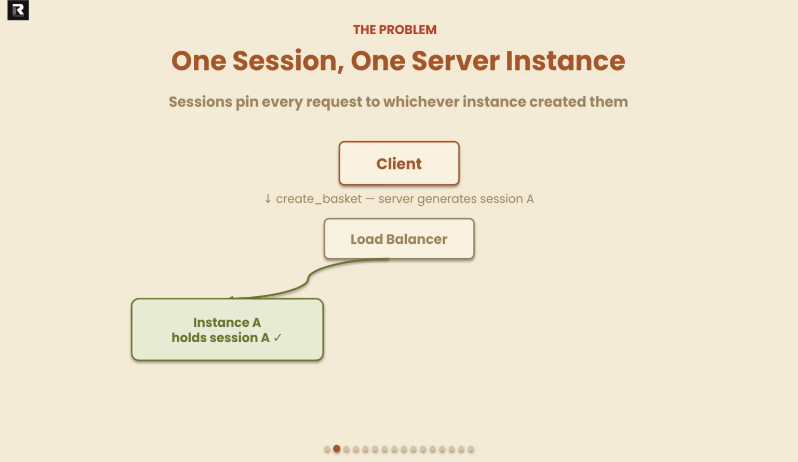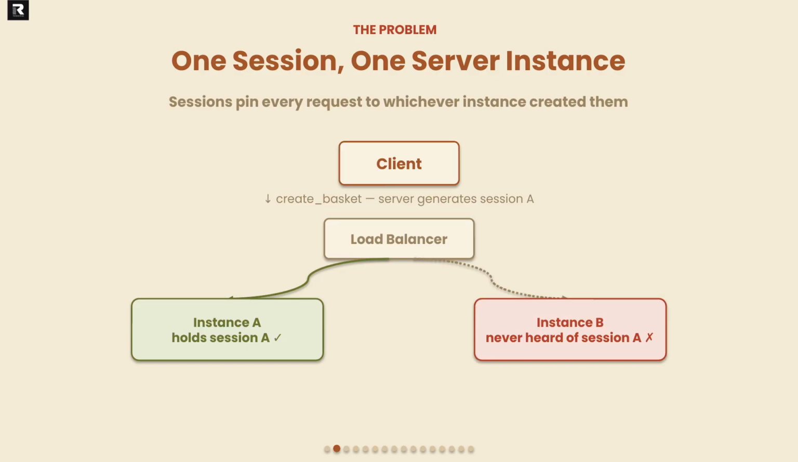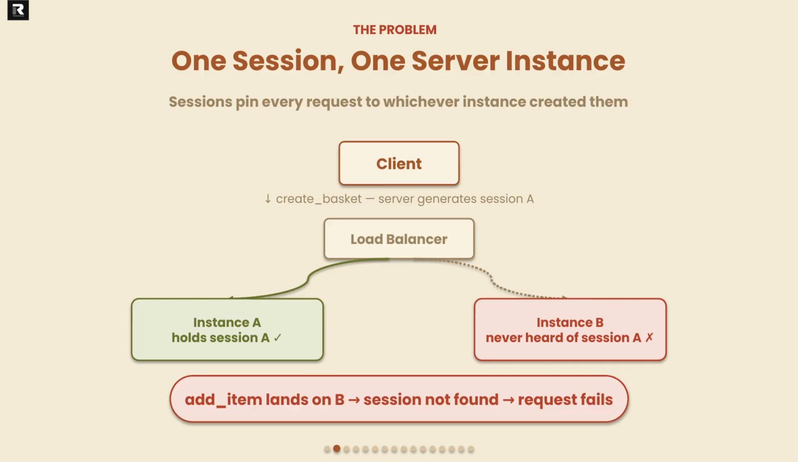Old model. A client calls create basket. The server generates a session ID, and that session lives on whichever instance created it. Instance A, say. Now put a load balancer in front of that. The very next call, add item, round robins to instance B. Instance B has never heard of this session. The request just fails. That's not a bug. That's what session pinning does by design, and it's the exact problem this spec update was written to solve.